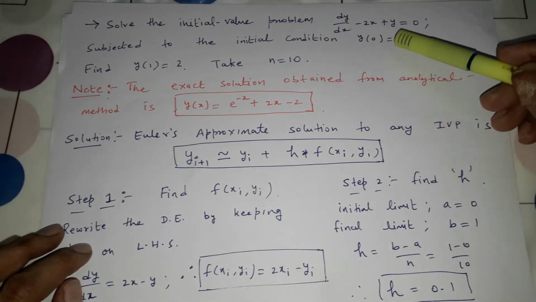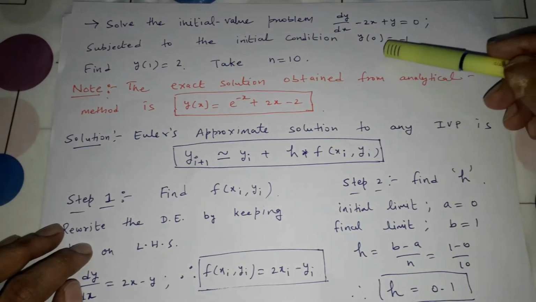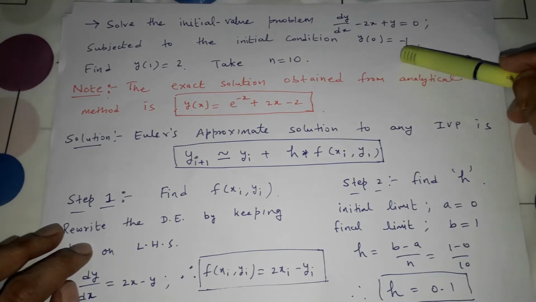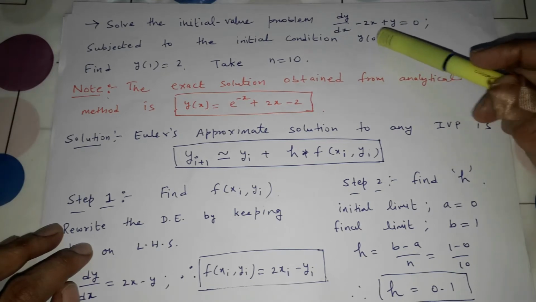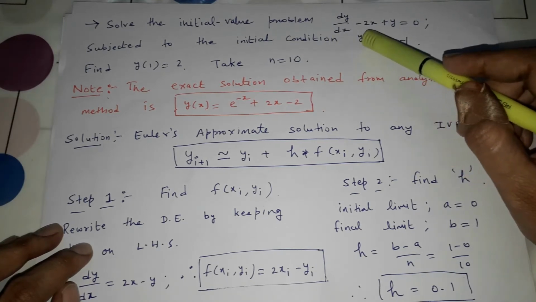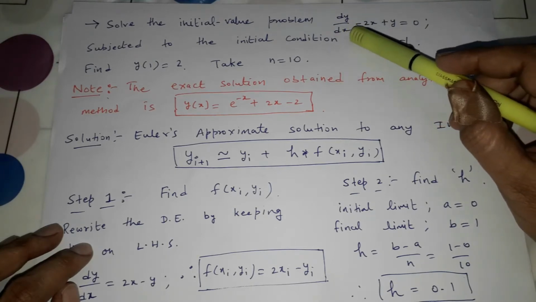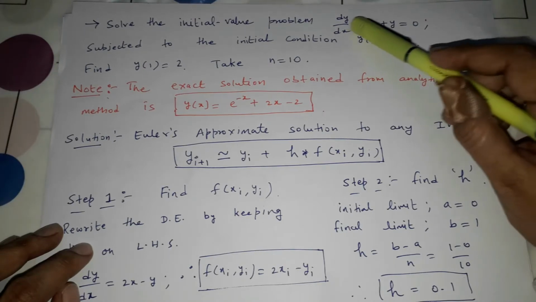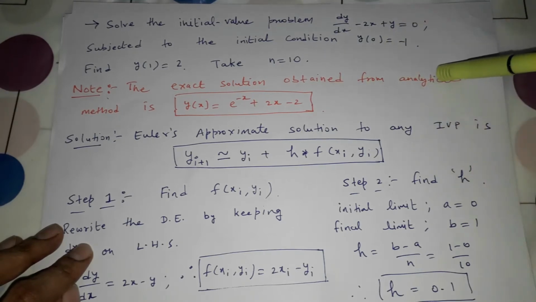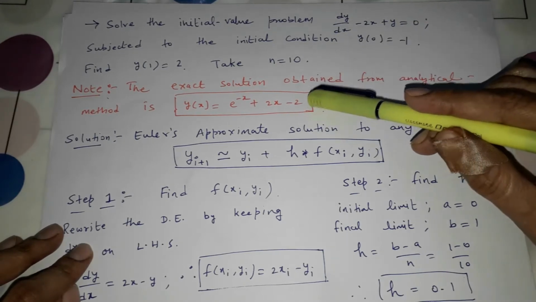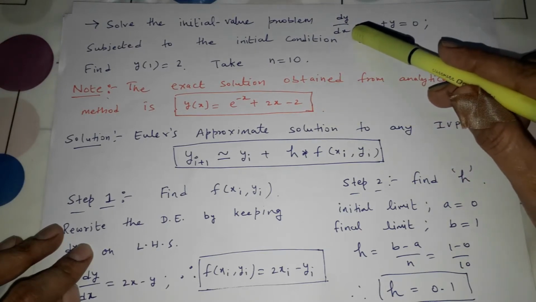dy over dx minus 2x plus y is equal to 0 subject to the initial condition y of 0 is equal to minus 1. It means when x is 0, the value of y is minus 1. When you see this equation, y is your dependent variable, x is your independent variable. When you solve this differential equation by analytical method, you will get a solution. From that solution you will understand how the value of y varies with respect to x.